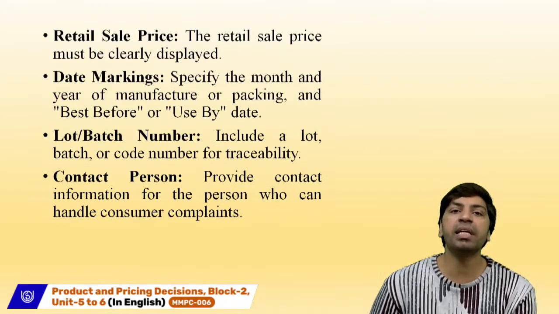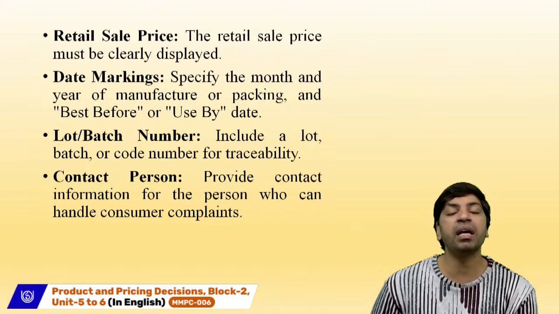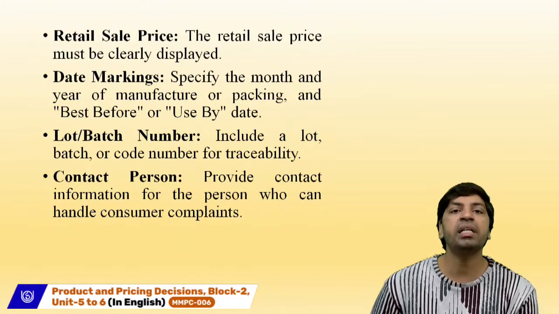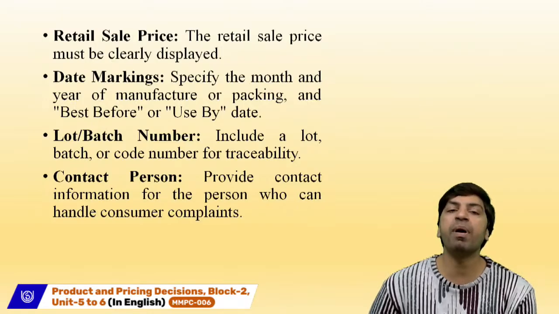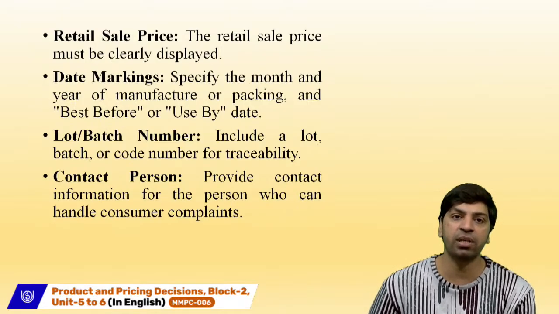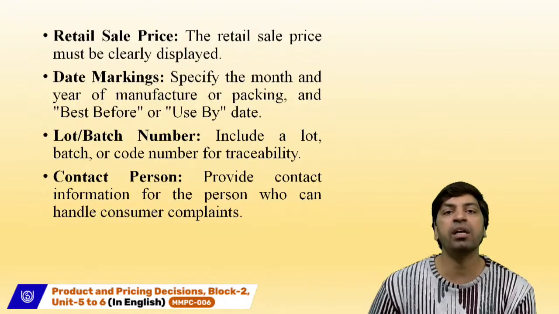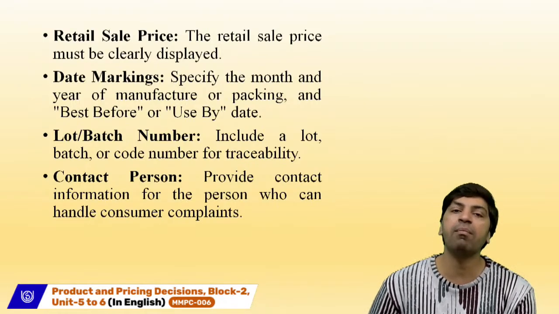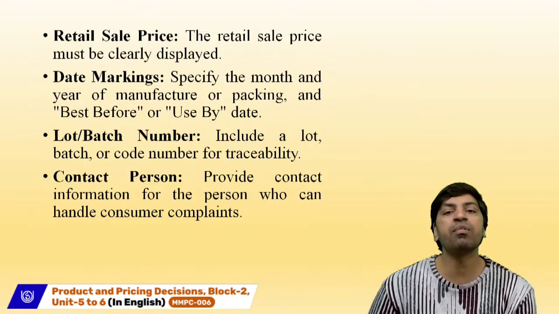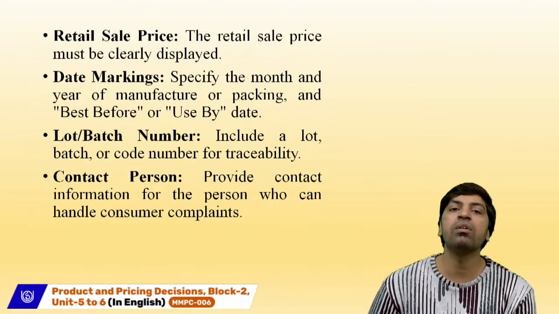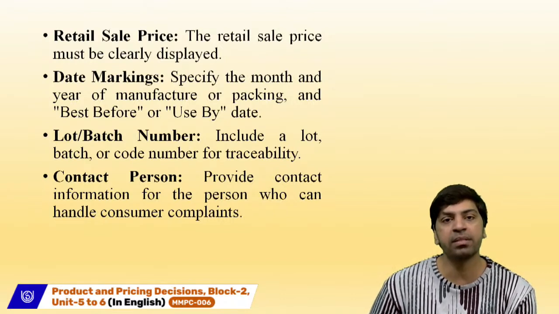Next is retail sales price. The retail sales price must be clearly displayed on the packaging. Date marking: specify the month and year of manufacturing or packaging, and the best before or use by date. Use these words on the packaging. Lot and batch number: include a lot, batch, or code number for traceability. Next is a contact person. The packaging must provide the contact information of the person to whom a consumer can make complaints.